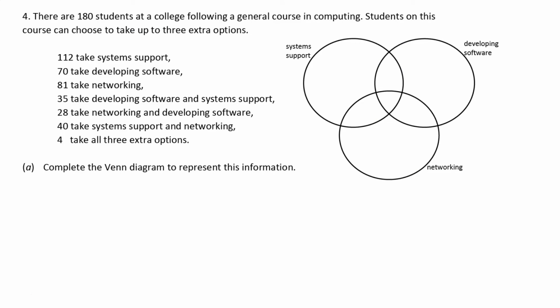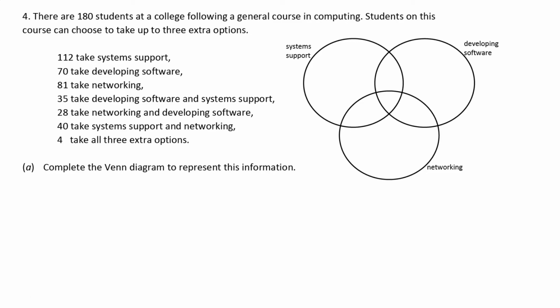In question 4, there are 180 students at a college following a general course in computing. Students on this course can choose to take up to 3 extra options. The 3 extra options are system support, developing software, and networking. We're given the details on how things break out in who's taking which additional courses.